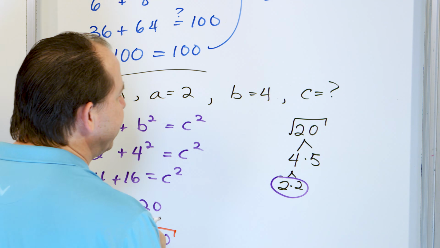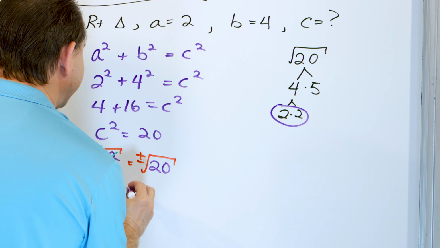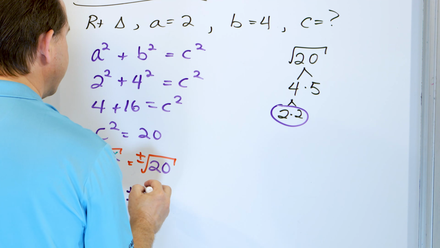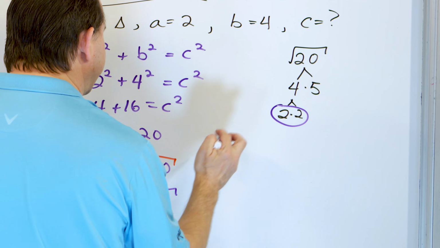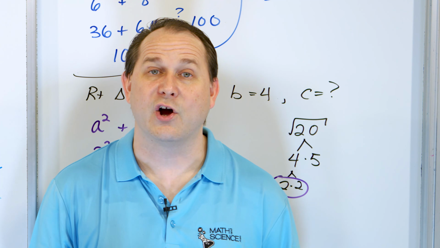There's a pair of 2s. I don't have any other pairs. So what you get here is that it has to be plus or minus the single 2 comes out of the radical, and the square root of 5 remains behind. If you don't know what I did there, then you just haven't watched my lessons on square roots.